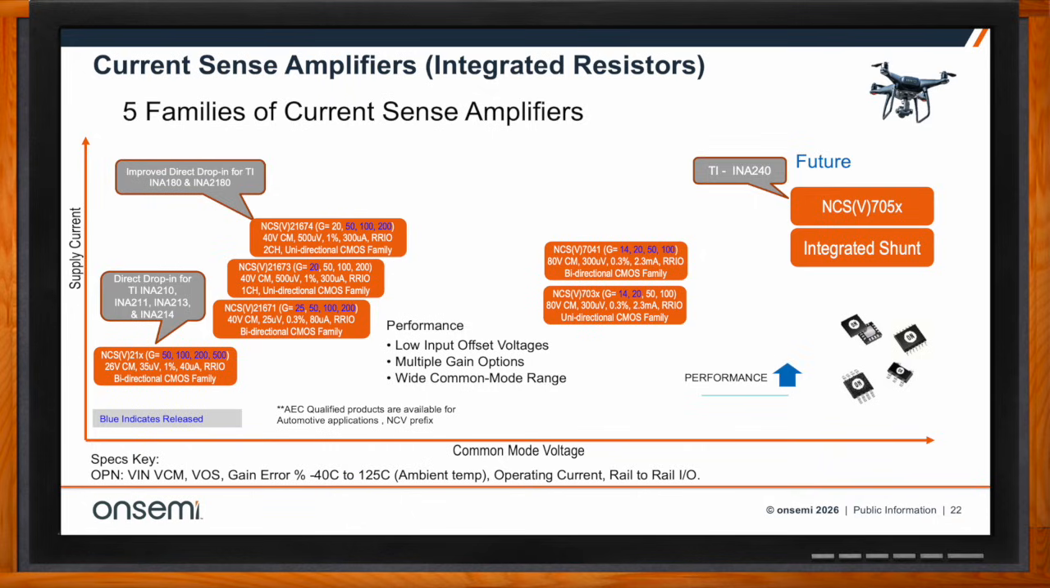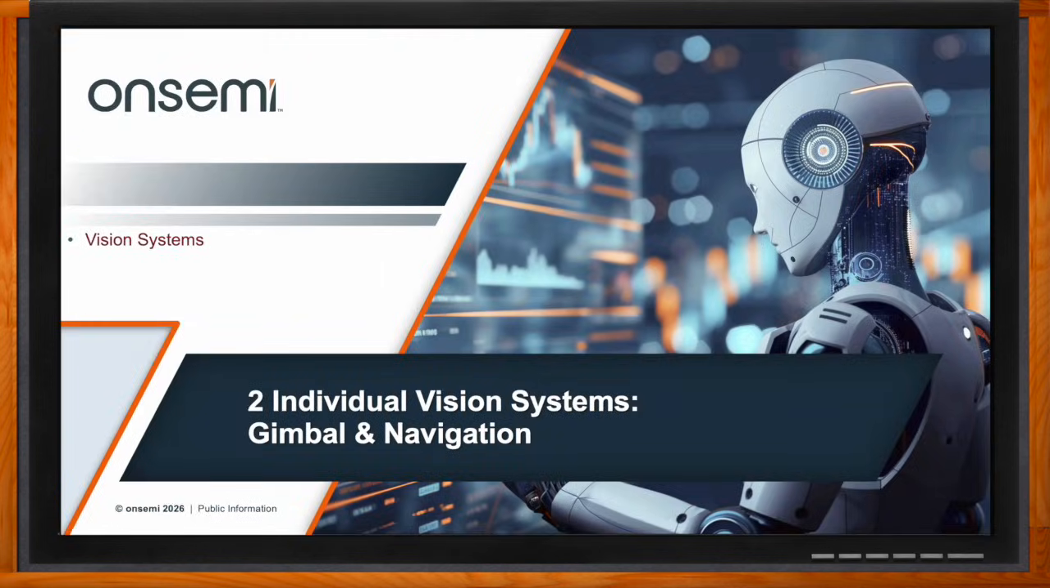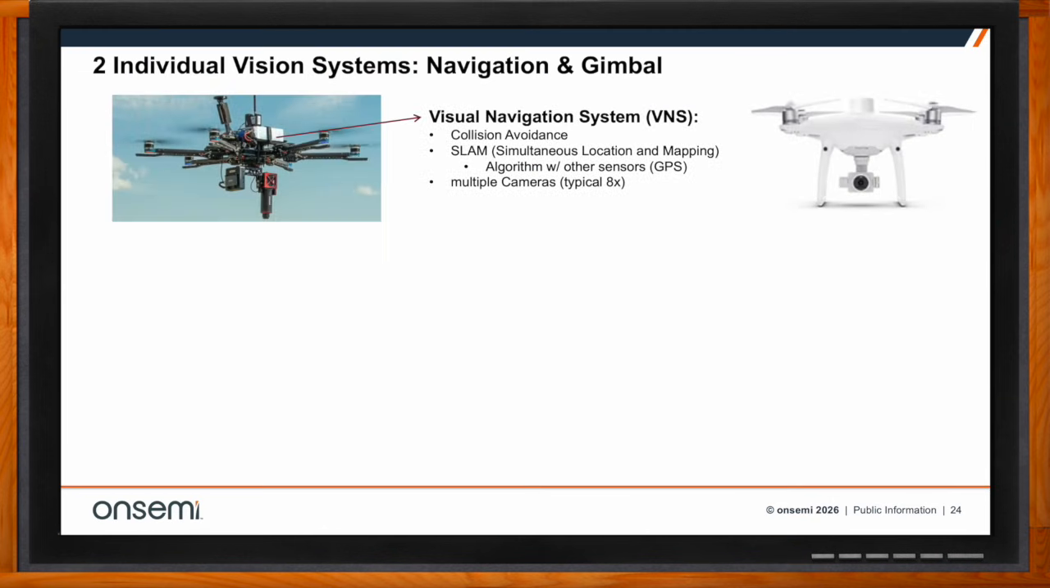So, Bob, let's also discuss navigation systems. So, we're looking at 2 different kinds of vision systems for drone applications, right? Amelia, that's true. Up at the top, you've got your visual navigation system, or VNS. And that's where you've got cameras and other sensors that are basically there to navigate the device, avoid collisions, and interact or perform algorithms for SLAM, which is simultaneous localization and mapping, using other sensors. And you could have up to 8 cameras just for the navigation.